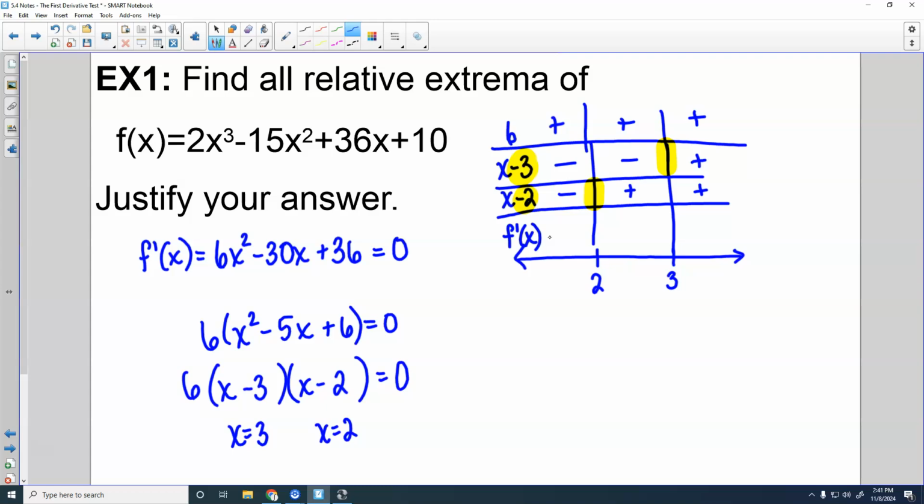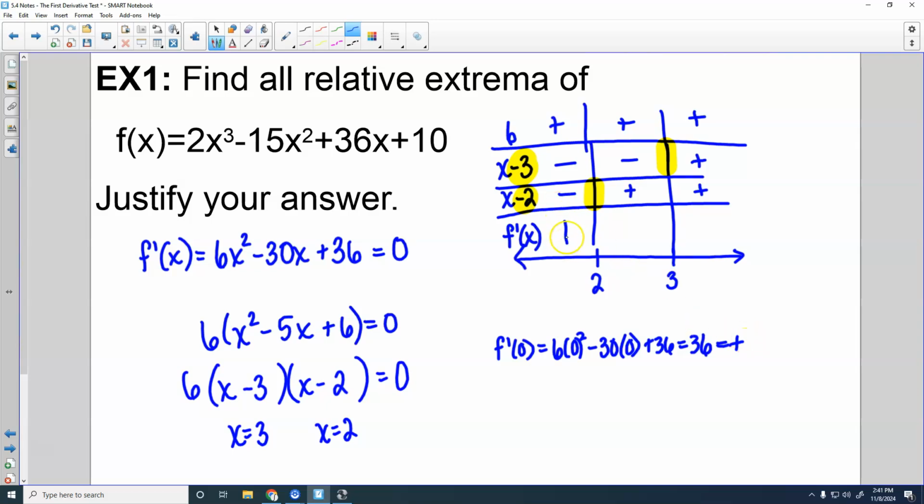Correct. So another option for this is for you to do f prime of 0 and get 6 times 0 squared minus 30 times 0 plus 36, which will give you 36, which will be positive.